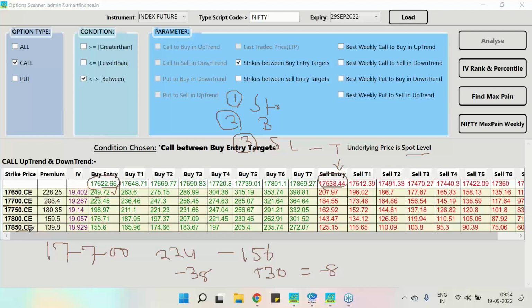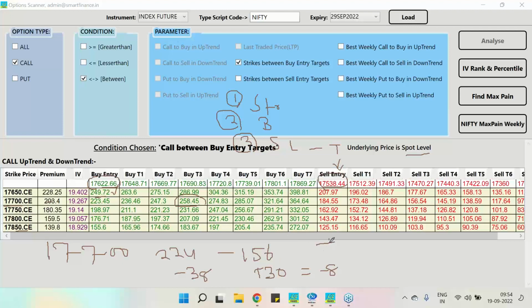What about the targets? Say it is hitting target 3 or 4. I used to tell it is an ideal target. Say we have touched target 3. How much am I making here?